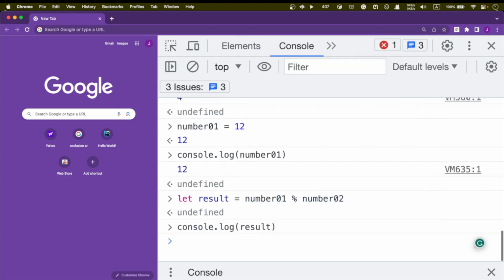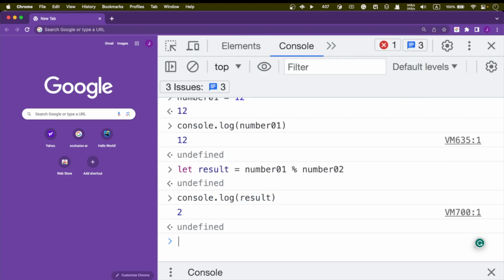Results. Okay, and this will give you 2, because 12 divided by 5 equals to 2, because 2 times 5 equals to 10, and 2 is a remainder, because yeah, you can't do this division. You have to leave 2 behind. So that's a remainder operation. Okay, so I think you guys already got it.